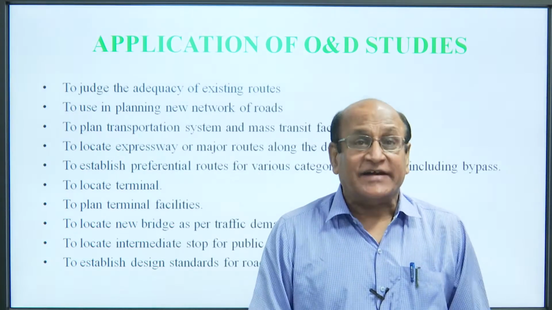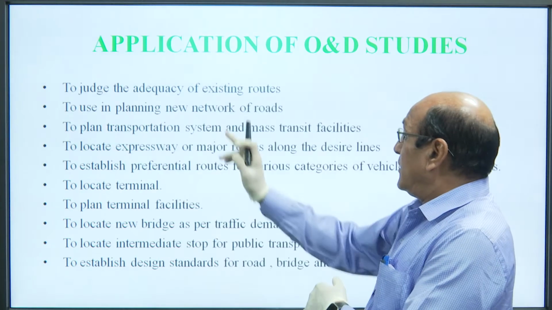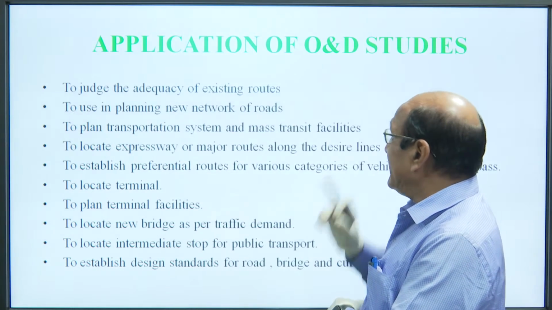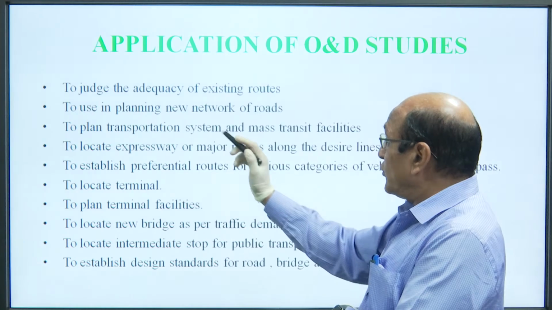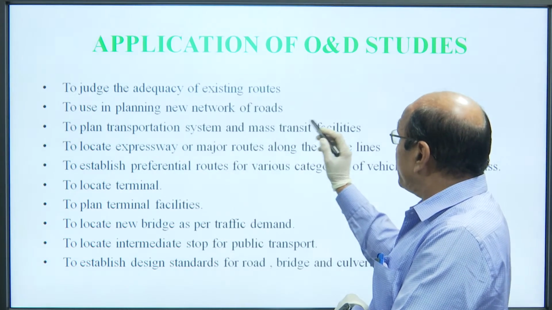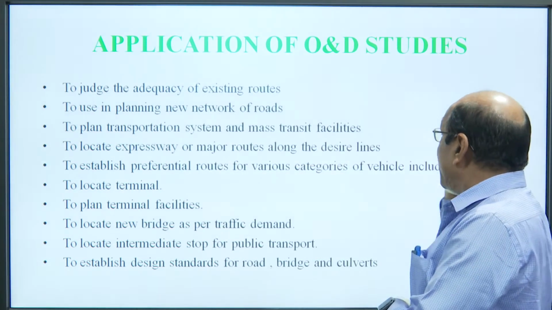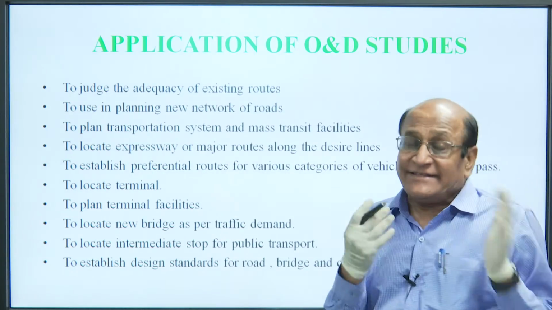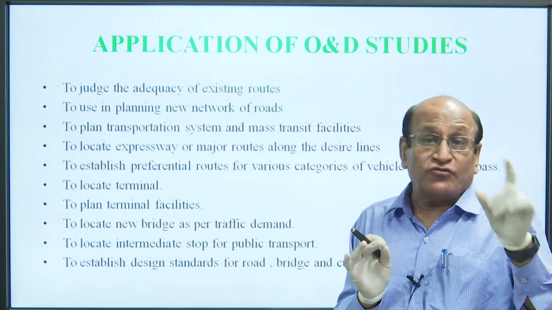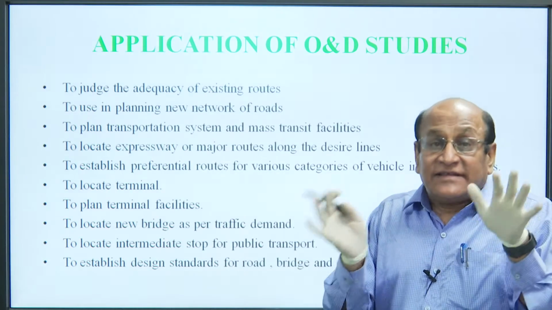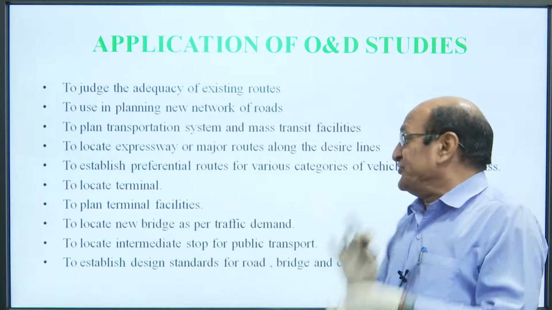Application of O&D studies: to judge the adequacy of existing routes, to use in planning a new network of roads, to plan the transportation system and mass transit system. When I say transportation system, that includes vehicles, highways and control system. These three make a transportation system.